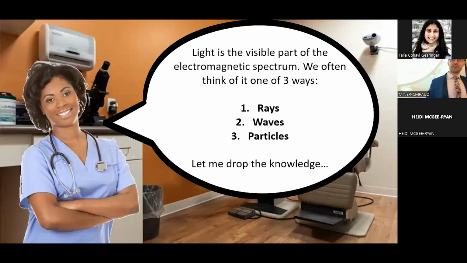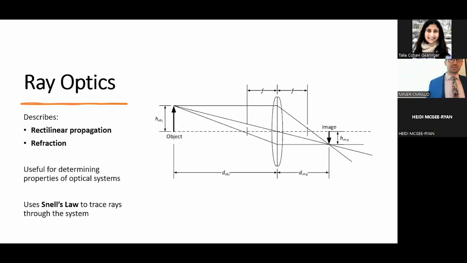So you say, light's part of the visible part of the electromagnetic spectrum. We often think of it 3 ways: rays, waves, and particles. So let me drop the knowledge. So ray optics is kind of the first model of light that we think of. It describes light as traveling in a straight line, rectilinear propagation. That's the fancy word for it. We all are familiar with this, right?